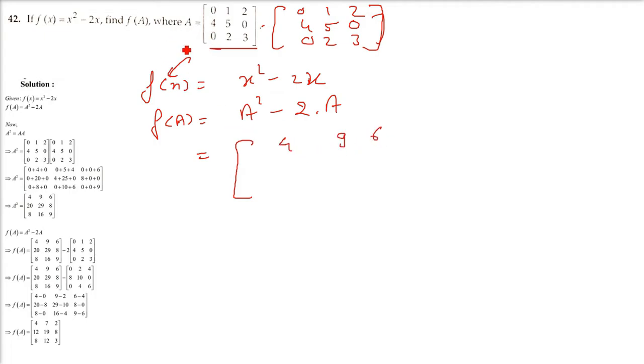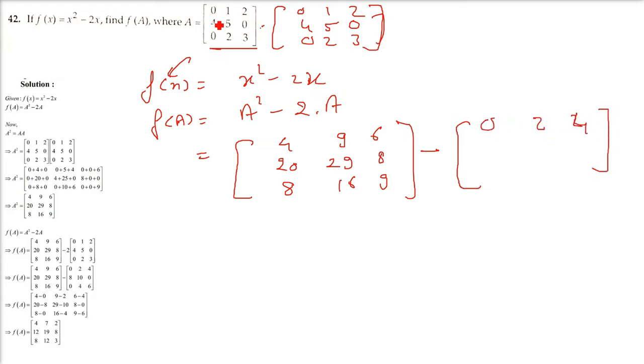A square, I'm directly writing the value. A square is 4, 9, 6, 20, 29, 8, 8, 16, 9. Minus twice of A, multiply this matrix with 2 and write it here. Minus 2, I multiply every element by 2. So 0, 2, 4, and 4 2s are 8, 10, 0, and 0, 4, and 6.